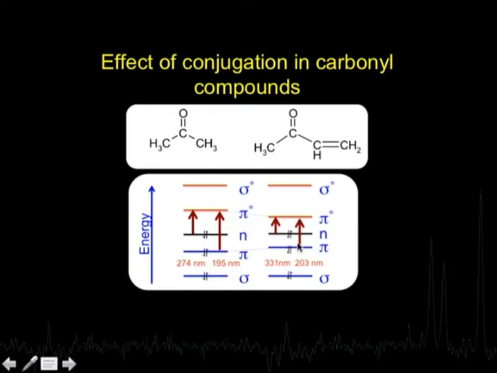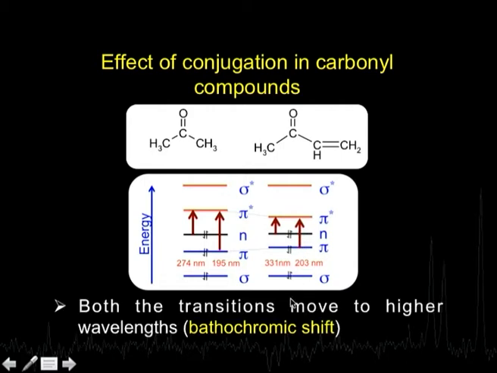Low energy means it will go to higher wavelength. We find that it is observed around 203 nanometers, which comes in the UV visible range. The n to pi star transition is also shifted, because it is also of lower energy, but this shift is smaller, because in this case only one energy level has become lower, whereas in the other, the energies of both levels were altered. As a consequence, both transitions, n to pi star as well as pi to pi star, move to higher wavelengths. There is a bathochromic shift because of the energy being decreased.